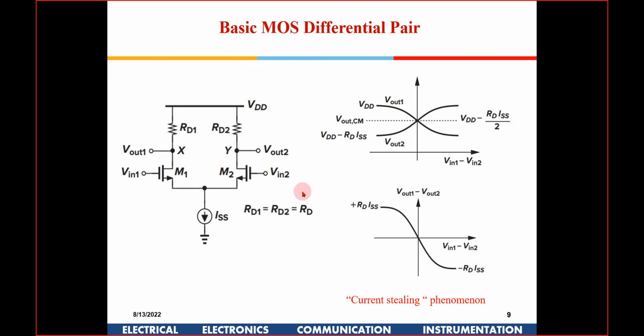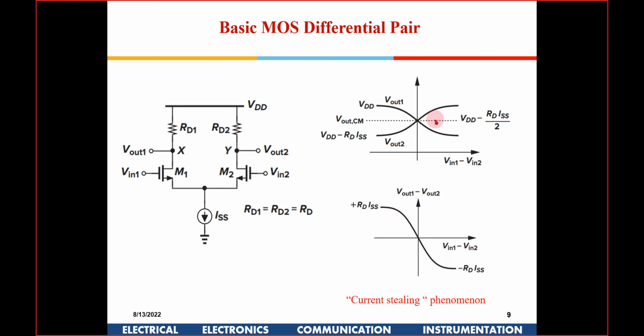Now, this graph below shows the difference in voltage between X and Y, Vout1 minus Vout2. So from plus RD ISS it will go to minus RD ISS. Vout minus Vin. Is this graph understood?